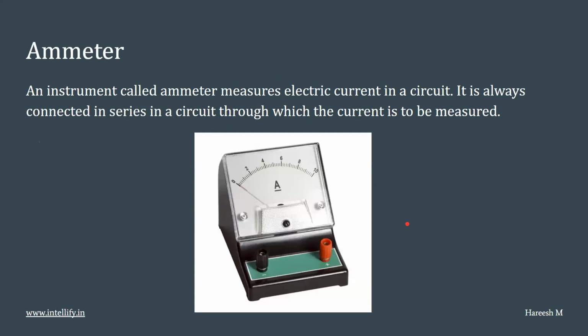Now, what is an ammeter? When electric current is flowing inside a circuit, how do you measure it? That is why the ammeter helps us. An ammeter is an instrument that measures electric current in a circuit. It is a device used to measure electric current inside a circuit, and this instrument is always connected in series with the circuit.